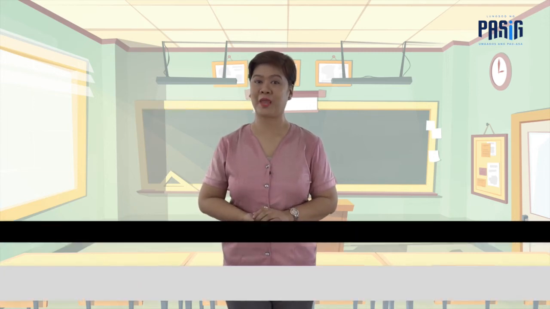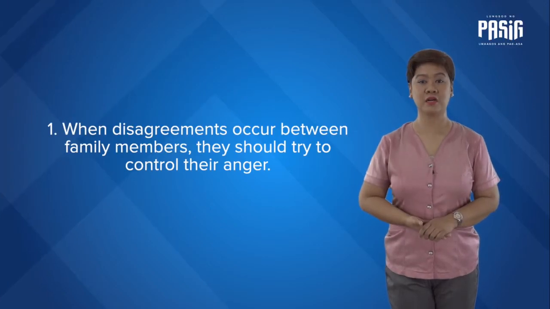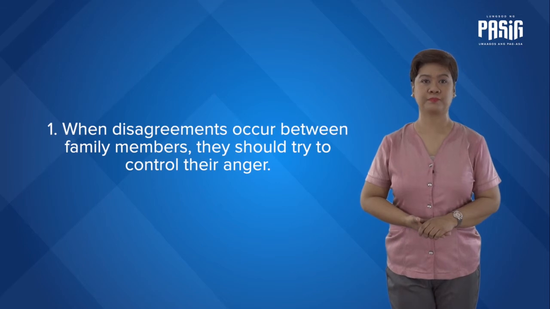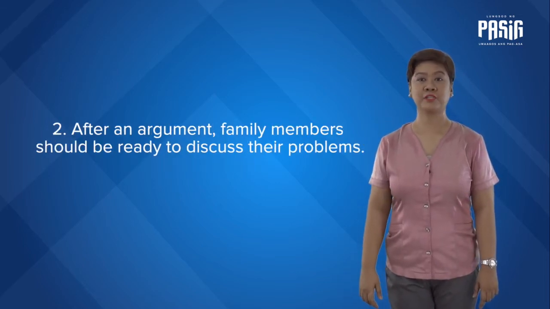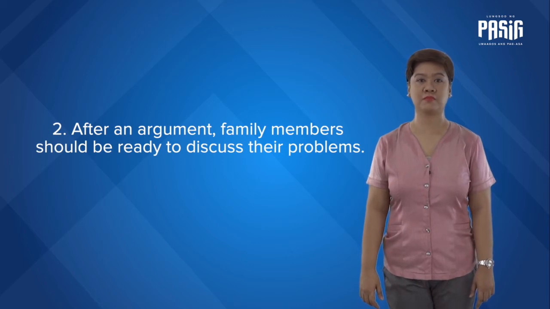Let's proceed to Activity B. Read the following statements carefully, then arrange them in correct order using the series of events chain. Write your answers on a bond paper. Number 1. When disagreements occur between family members, they should try to control their anger. Number 2. After an argument, family members should be ready to discuss their problems.